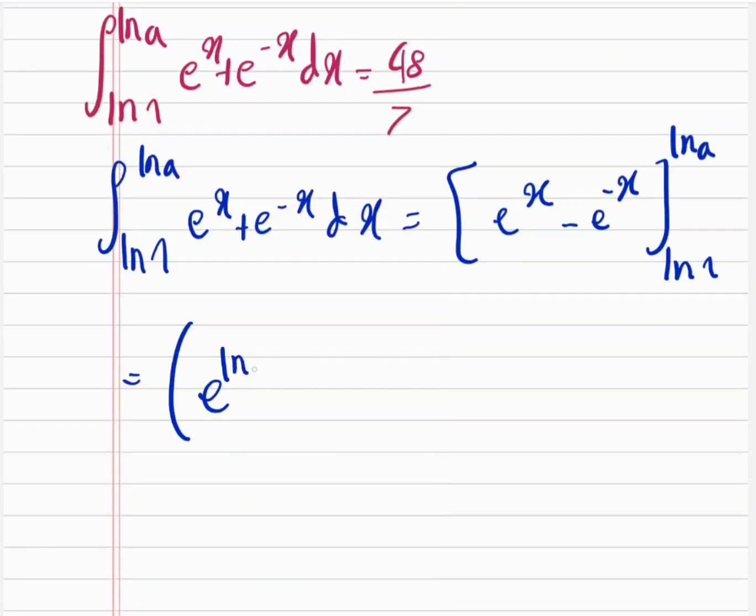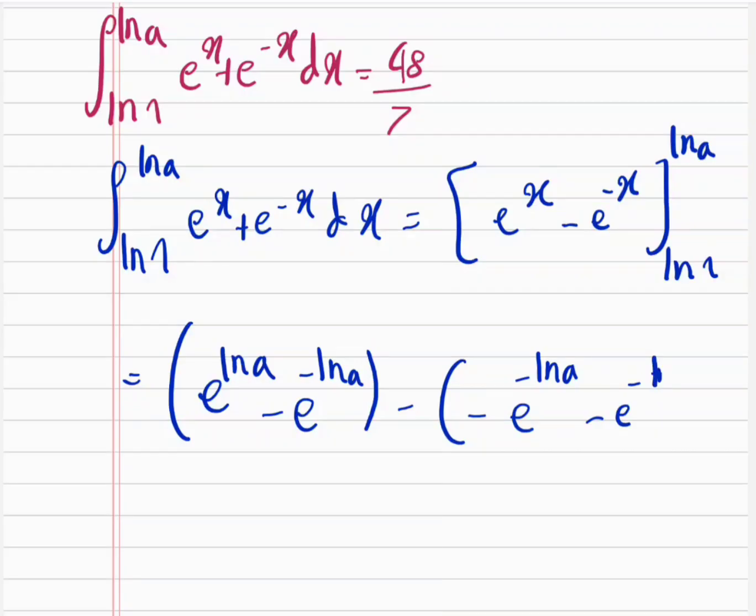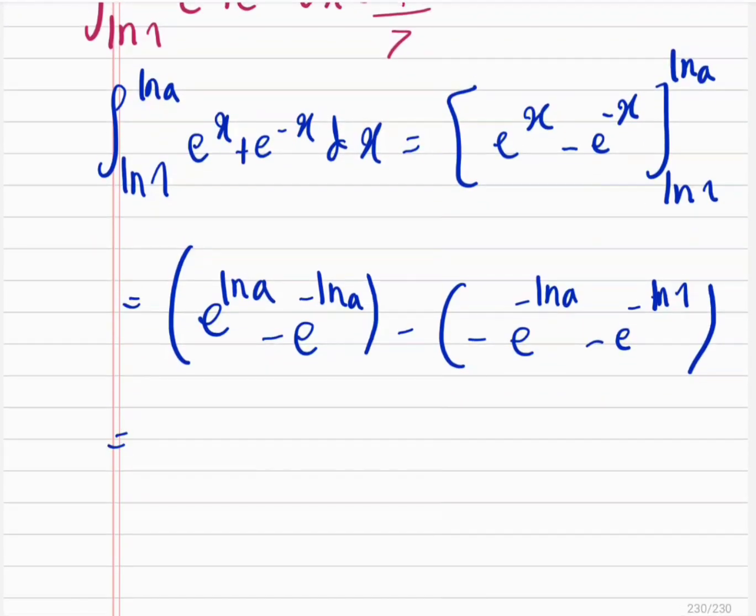First, we have e to the ln a minus e to the minus ln a, and then minus the lower limit bracket, which is e to the power of ln 1 minus e to the power of minus ln 1. At this point, we just need to simplify each bracket.